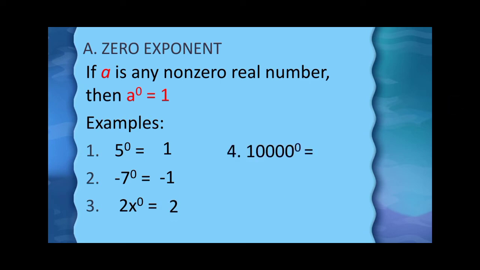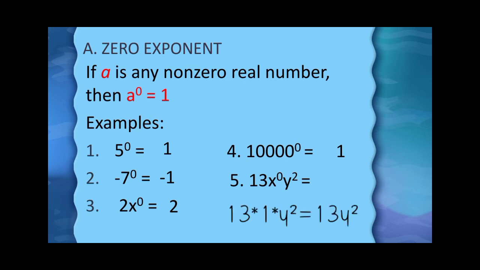Then, fourth, 10,000 is raised to 0. So, the answer here is 1. Fifth is 13x raised to 0, y squared. So, dito, x lang ang naka-raise sa 0 and that will become 1. So, 13 multiplied by 1 times y squared is equal to 13y squared.